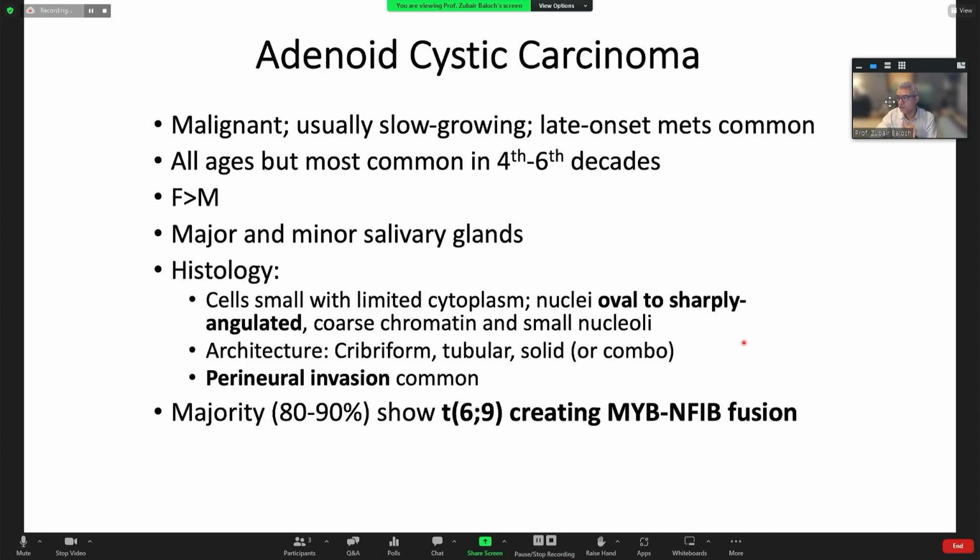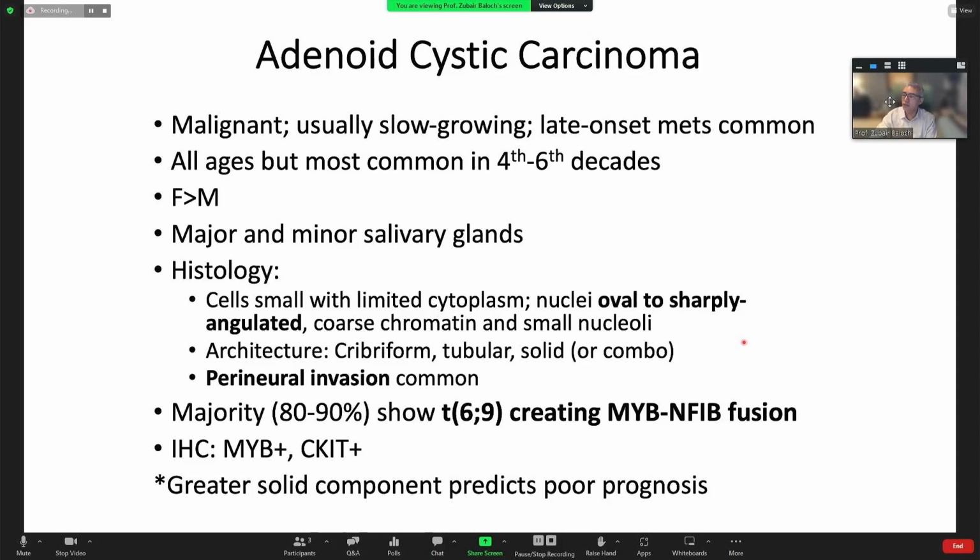Their molecular profile is MYB-NFIB fusion, and there's an antibody for MYB available, which can be used for these, and they can also be c-KIT positive. Some tumors are not c-KIT positive. So that does not exclude the diagnosis of adenoid cystic.